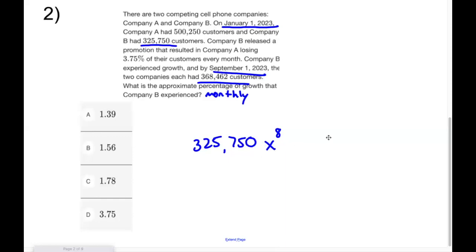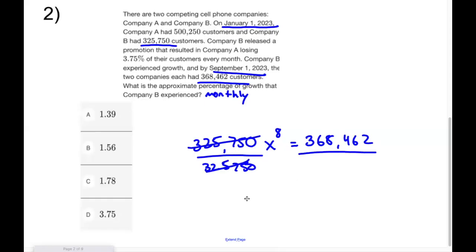And then it led to having this many customers, 368,462. So now I just want to solve for x. Divide each side by 325,750, and that'll give us x to the eighth equals 368,462 divided by 325,750, and we got about 1.1311.